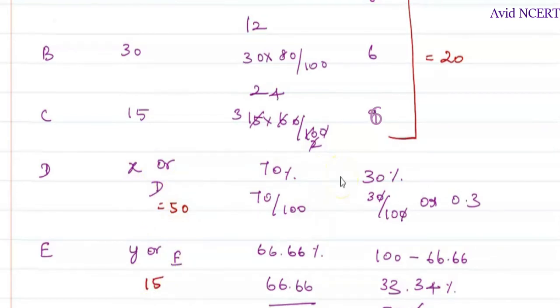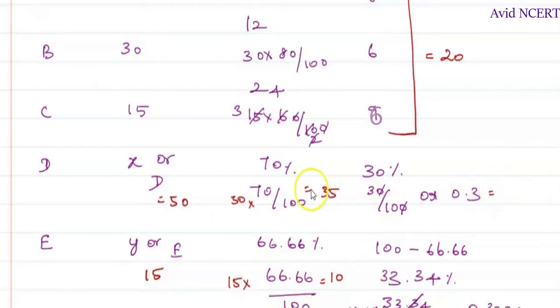So 70% of the seats are filled, which is 50 times 70 by 100, which equals 35. And here 15 times 16.66 divided by 100, which equals 10. So the vacant seats are 50 minus 35, which is 15, and 15 minus 10 equals 5.